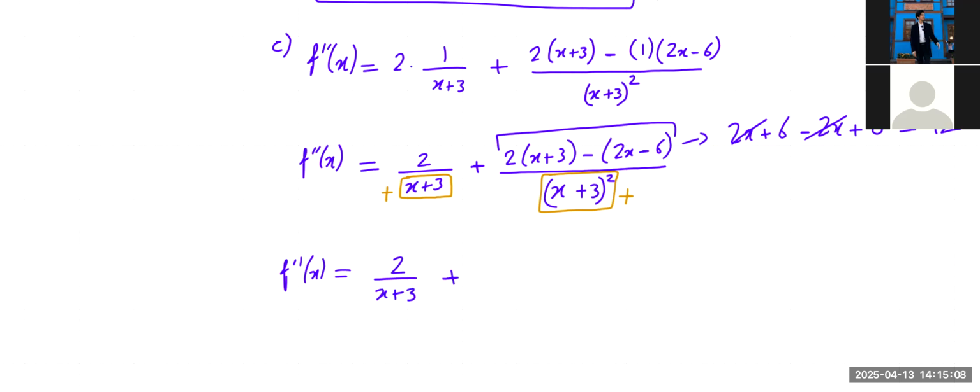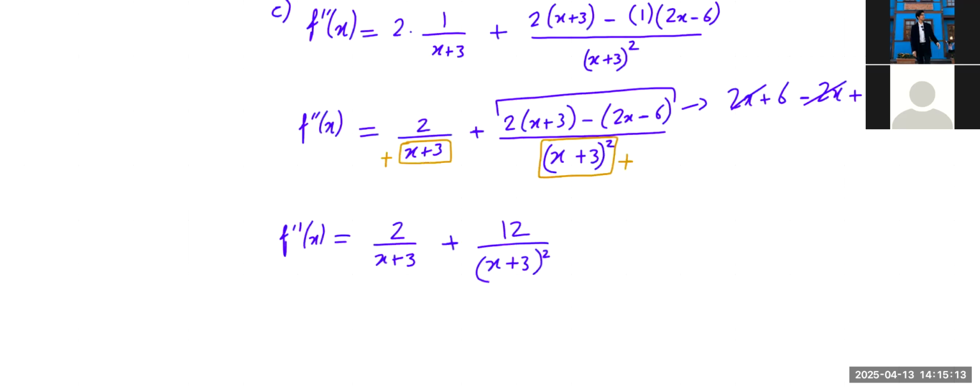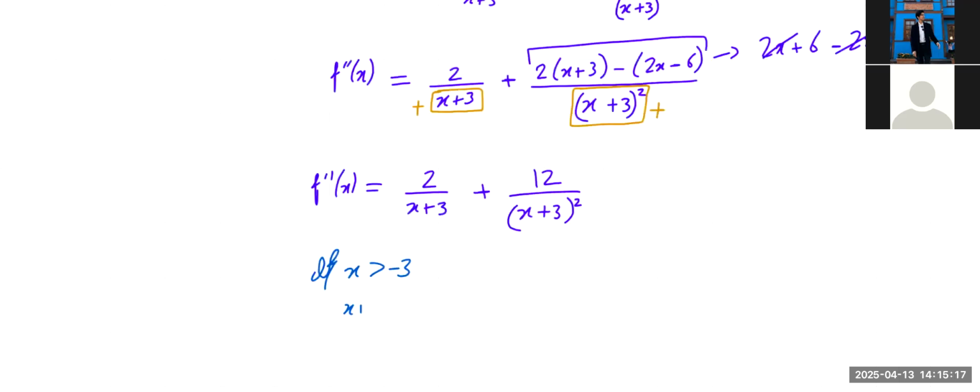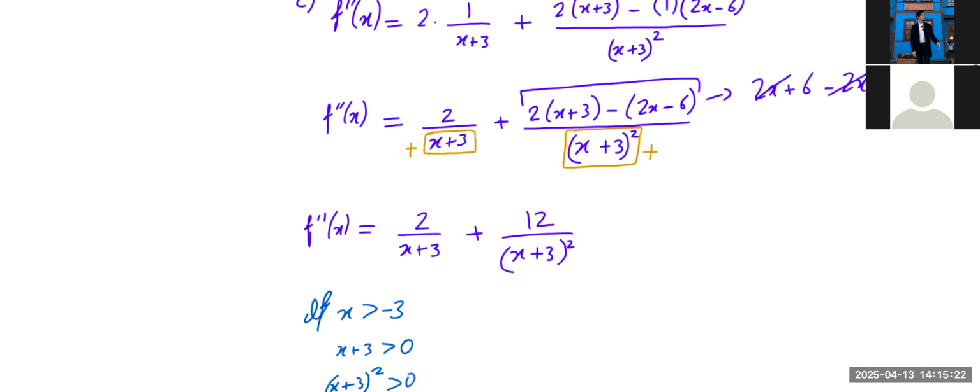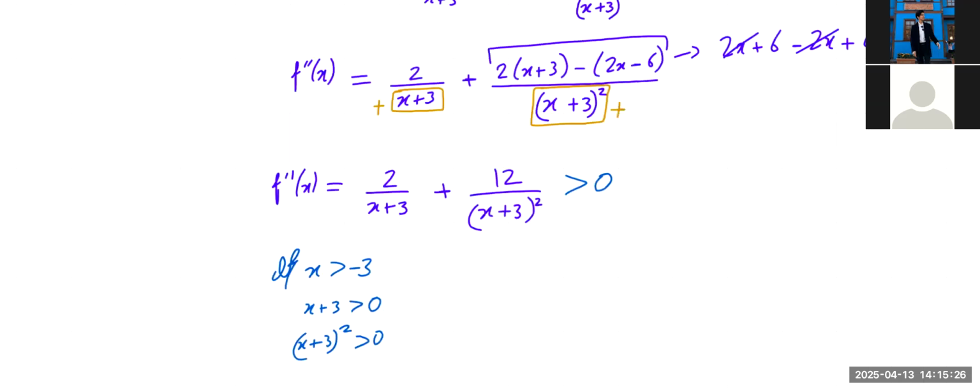I end up with this, which tells me that if x is more than negative 3, x plus 3 is always positive, and x plus 3 whole squared is also always positive, which means that this whole thing is always positive. You agree? So it's going up, which means that it is concave up all the time over the whole domain. There you go. So it was easy. So it's going up all the time, basically.